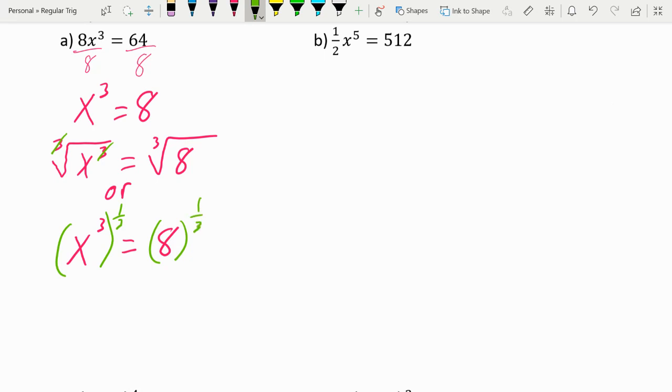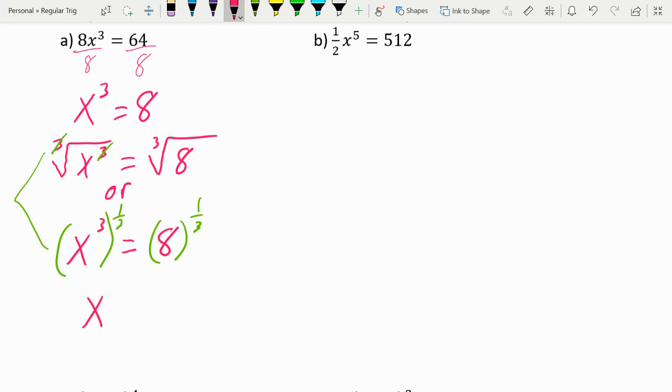Do I care which way you pick? No, I don't care which way you pick. Whichever's easiest for you. All I'm trying to do is get the x by itself. In both of these cases, x will end up by itself.